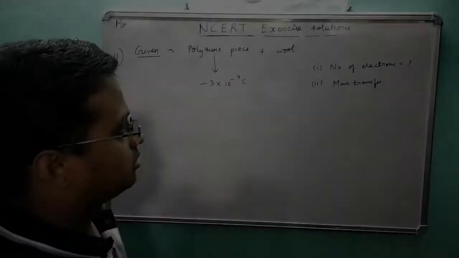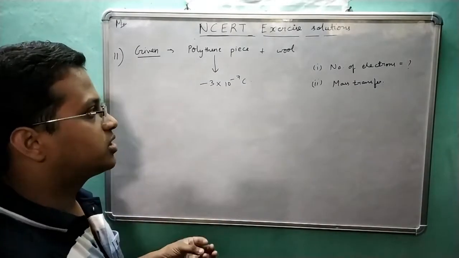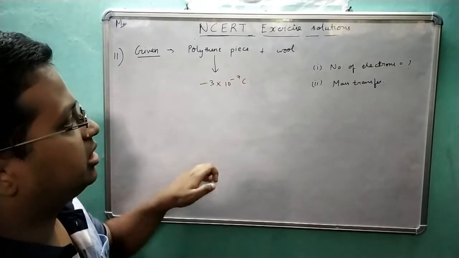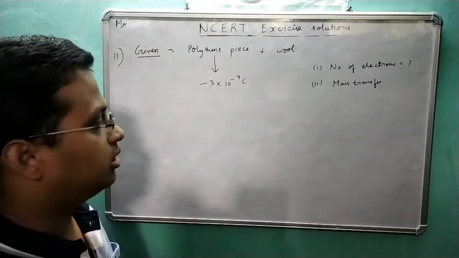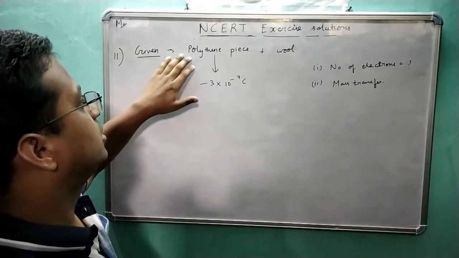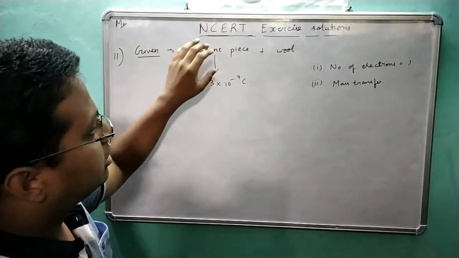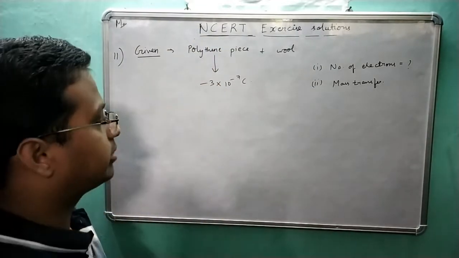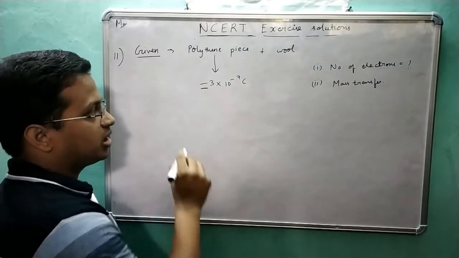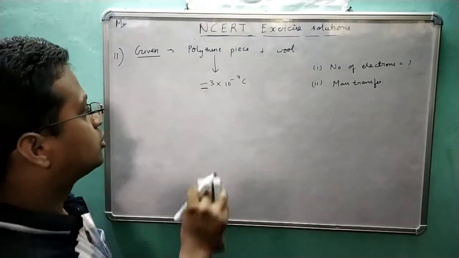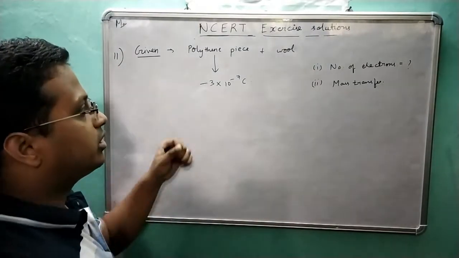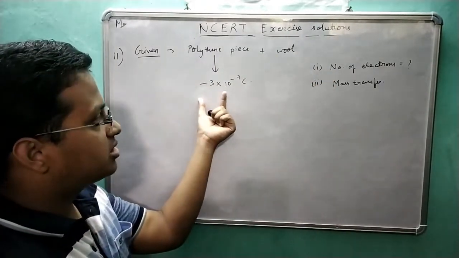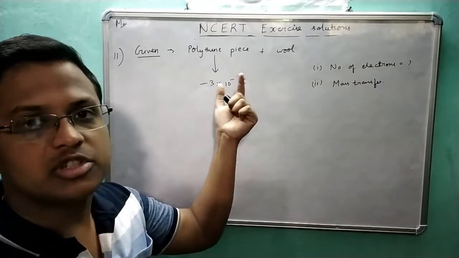Alright. So let us come to the next question. In the next question it is given that a piece of polythene is rubbed with wool, and polythene gets a charge of minus 3 into 10 to the power minus 7 coulomb. You should give importance to the negative sign which is present here. So on rubbing a polythene and a wool, polythene gets minus 3 into 10 to the power minus 7 coulomb charge.